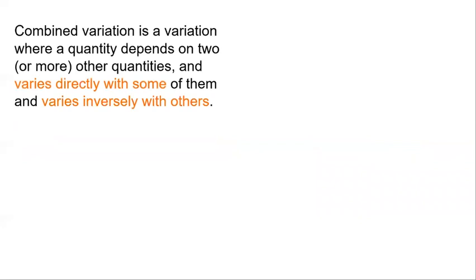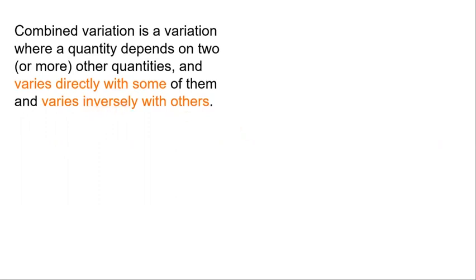It is a type of variation na kung saan combination ito ng direct, inverse, and joint variations. It describes a situation where a variable depends on two or more other variables and varies directly with some and varies inversely with others. So dito, we will encounter more than two variables na kung saan ang isang variable ay dependent directly sa isa at inversely naman sa iba.